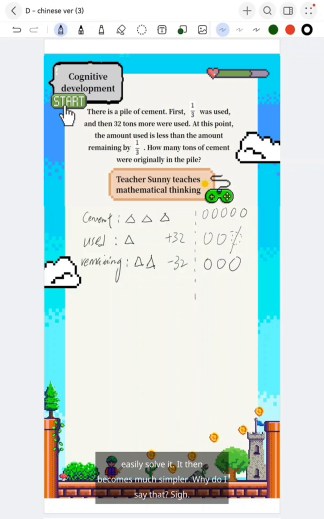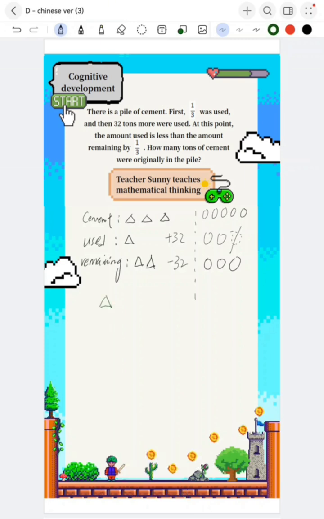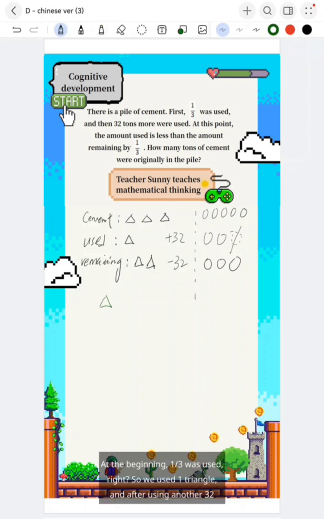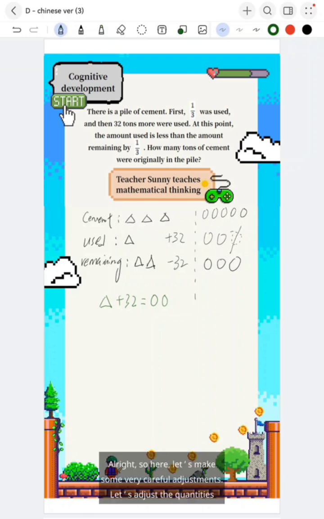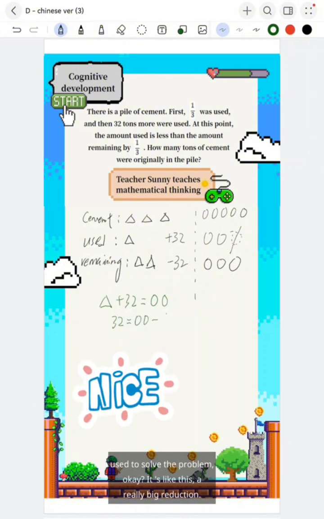Why do I say that? First, from the problem statement, we can clearly see the specific amount of cement used. At the very beginning, 1 full third was used, right? So we initially used 1 triangle, and after utilizing another 32 tons, it then becomes 2 circles, which equals 2 circles. All right, so here, let's make some very careful adjustments. Let's adjust the quantities and the fractions, and then we can match them up accordingly. This particular concept is used to solve the problem, okay? It's like this, a really big reduction.